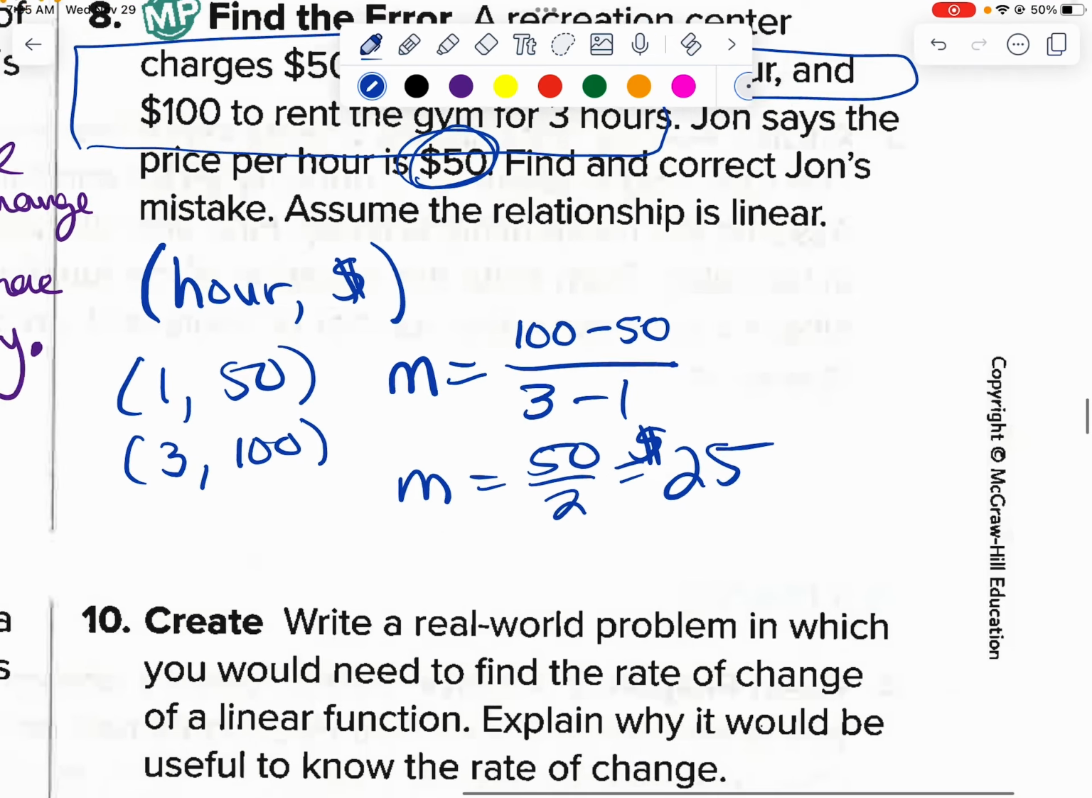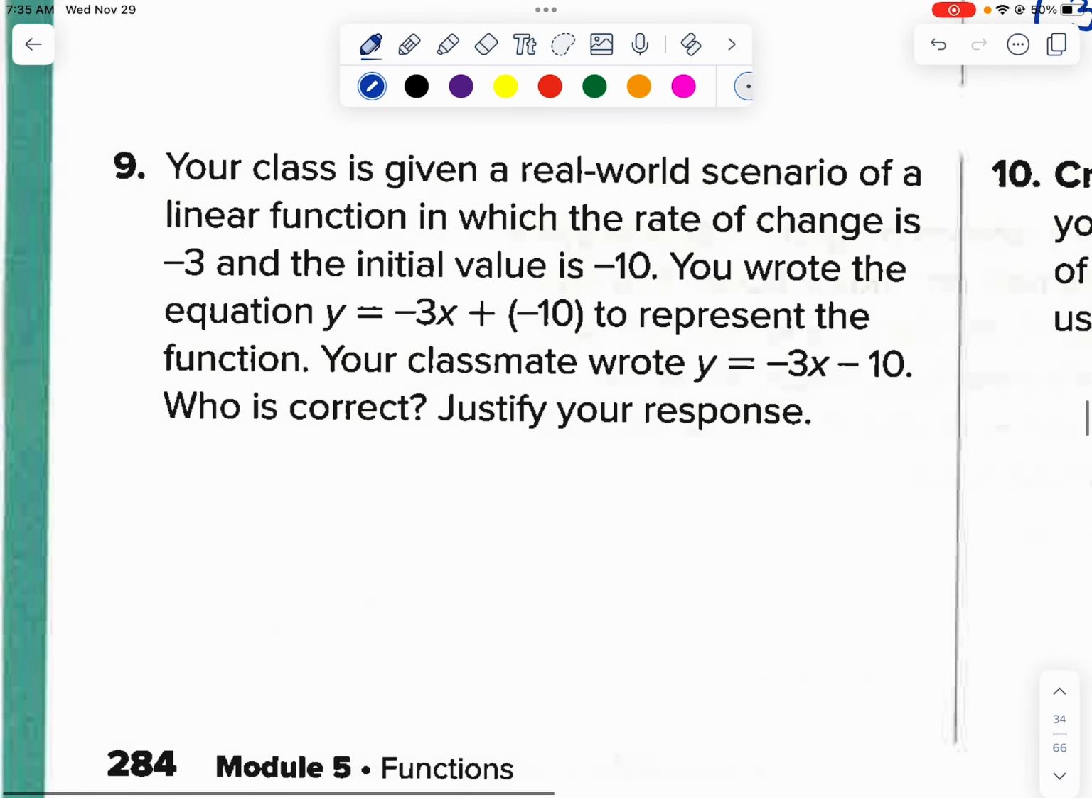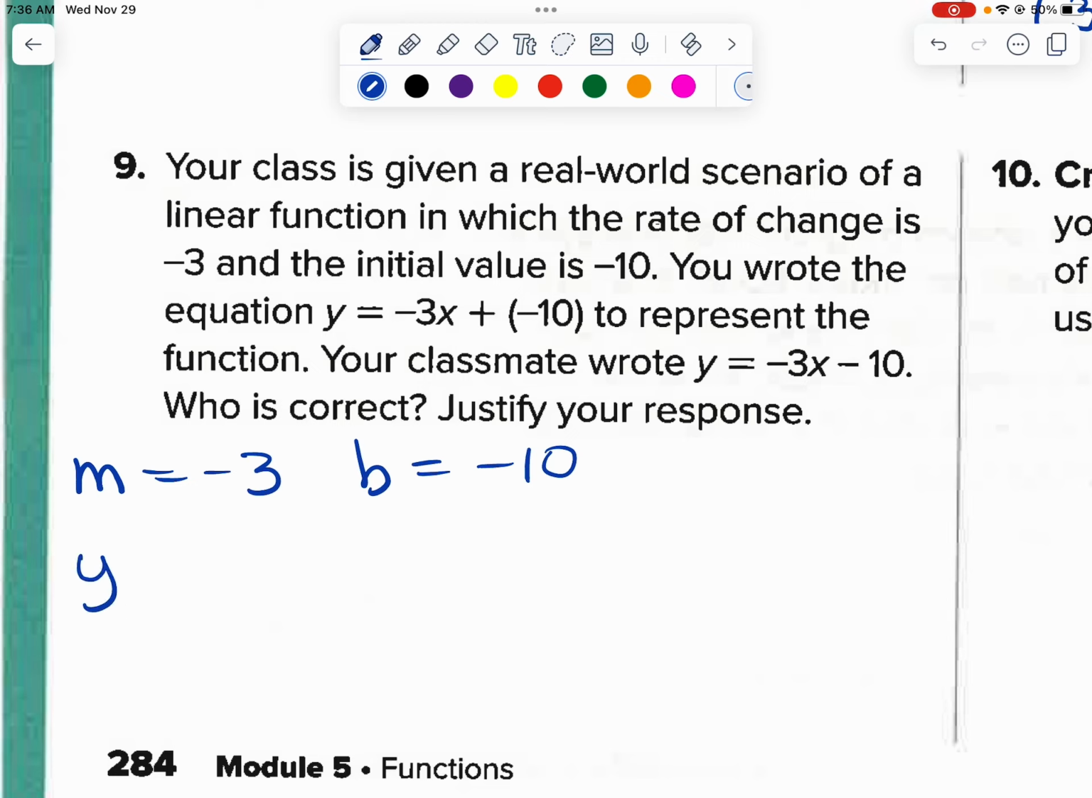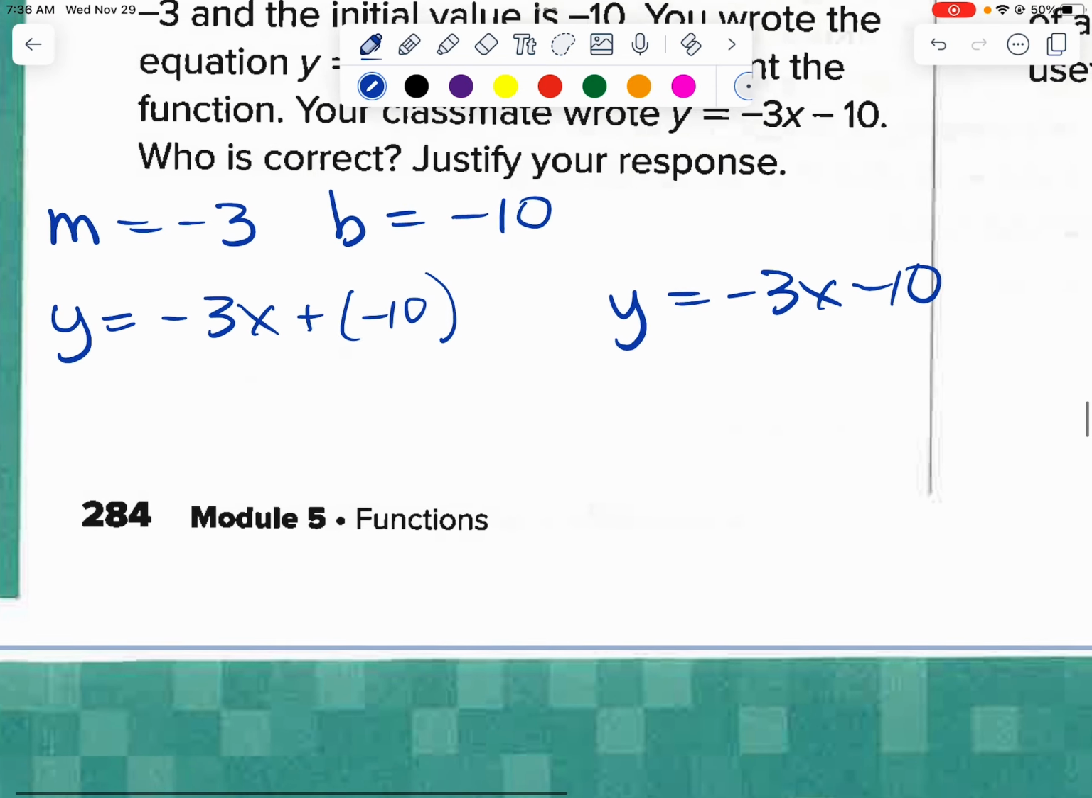Okay. Next, your class is given the real world scenario of a linear function which has a rate of change, so the m value is -3, and the initial value, so that's -10. You wrote the equation as y equals -3x plus -10 to represent the function. Your classmate wrote y equals -3x minus 10. Who is correct? Justify your answer.